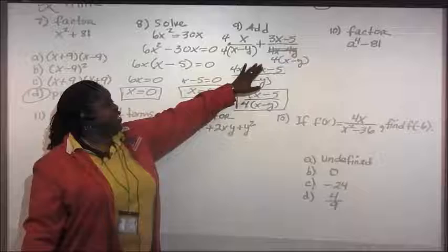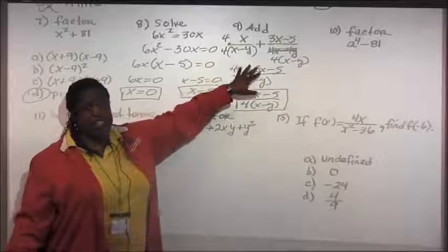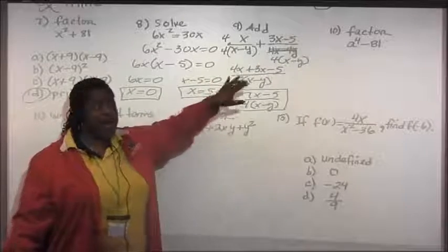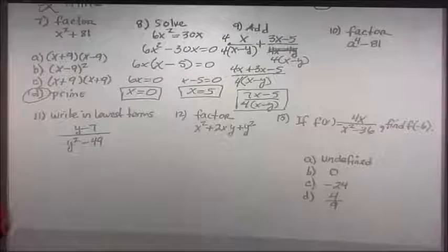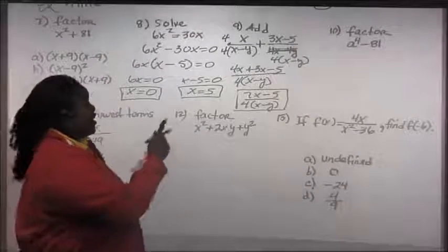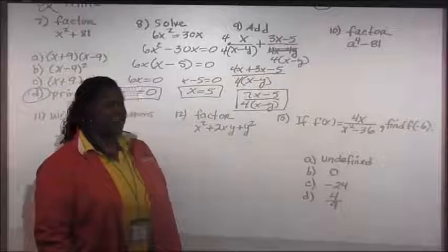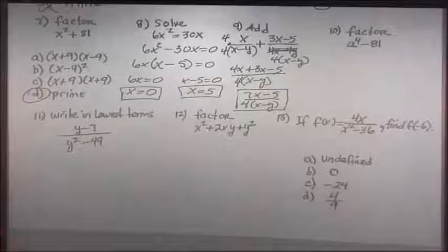Because this is really friendly right here. But on the test, they might give you some trinomials. You know, you're going to need to factor that in order to see what your common denominator is. So factoring from the jump so you can find that common denominator is probably your best bet.